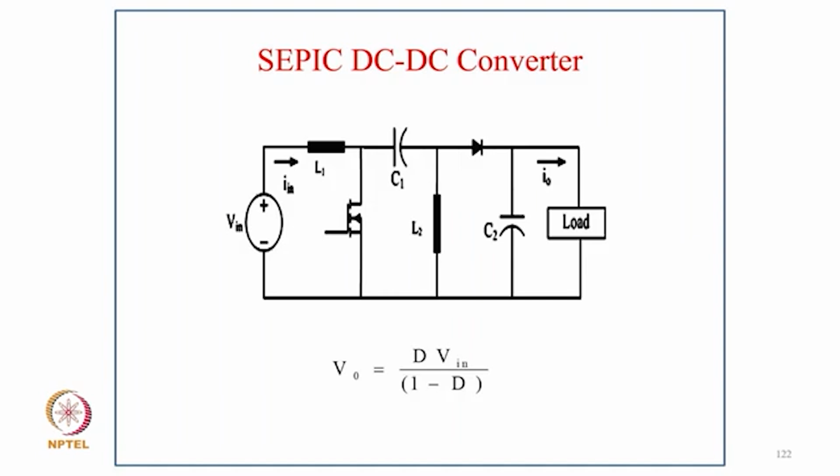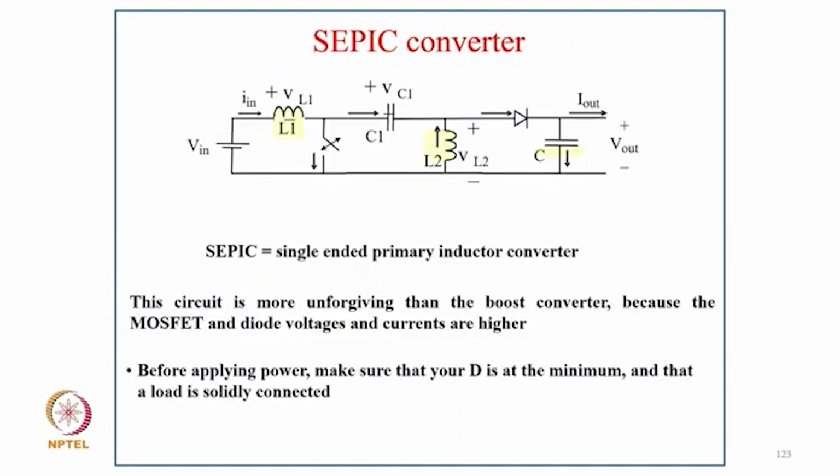So the input is similar to a boost converter with an inductor, and typically we have a MOSFET, then a capacitor, inductor L2, and then a diode and capacitor at the load. So you can see here, this is the SEPIC, which we call the single-ended primary inductance converter. The circuit is more unforgiving than the boost converter because the MOSFET and diode voltages and currents are higher. And before applying power, make sure that your D is at the minimum and the load is solidly connected.